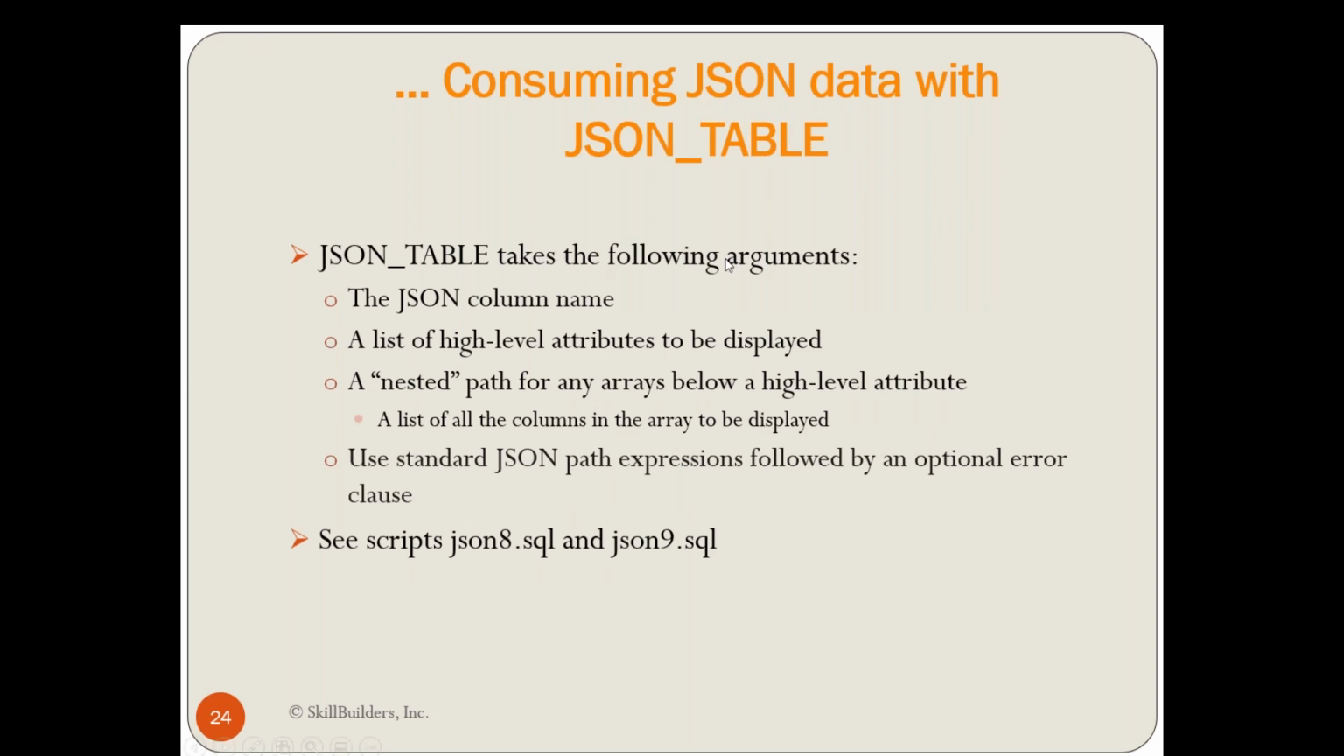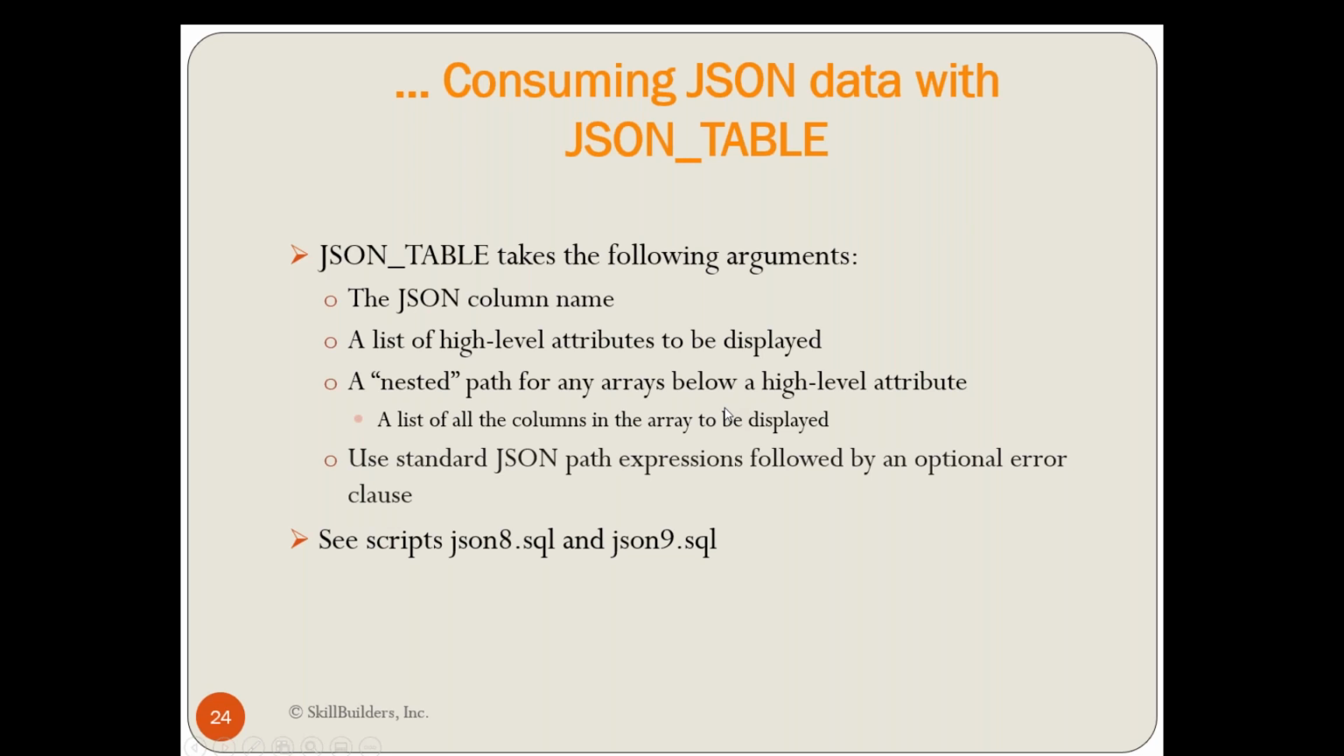We need to know the syntax for the JSON table. You need the JSON column name as arguments. And now the second argument is a little more sophisticated. You need a list of all the high-level attributes, the ones that are not in the array. And then we need a special syntax, a nested path that picks out any of the columns in the array that you want in that relational view.